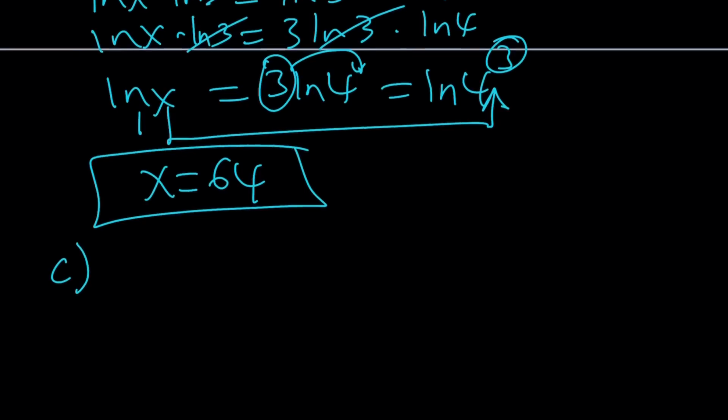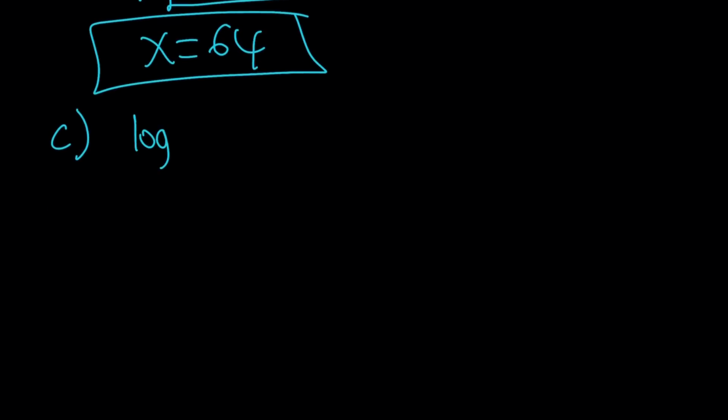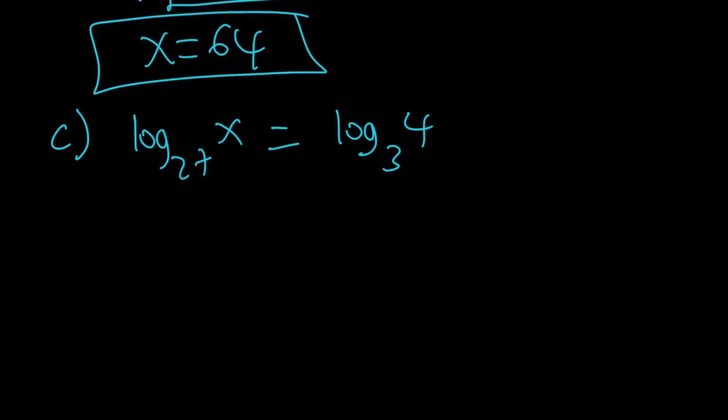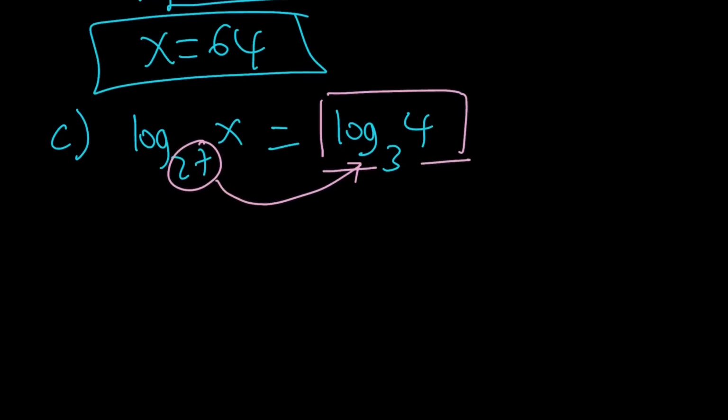And what about 1c? So again, we are trying to solve the equation log x with base 27 equals log 4 with base 3. Now this time I'm going to use the definition of logarithms. And here's how it works. We start here with the base. And then we go across and use this as an exponent. That's going to be our exponent. And this is going to be the result.